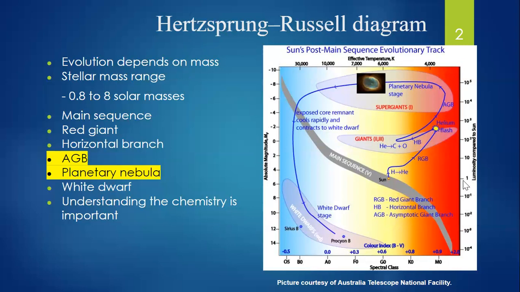One solar luminosity is a star that has the same luminosity as our sun. So a 10 solar luminosity star is a star that's 10 times as luminous, or 10 times as bright, as our star. And so the main sequence right here, that's the stage of the life cycle that most stars spend the majority of their time in.